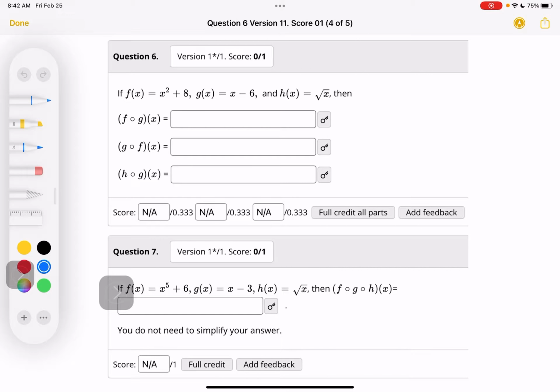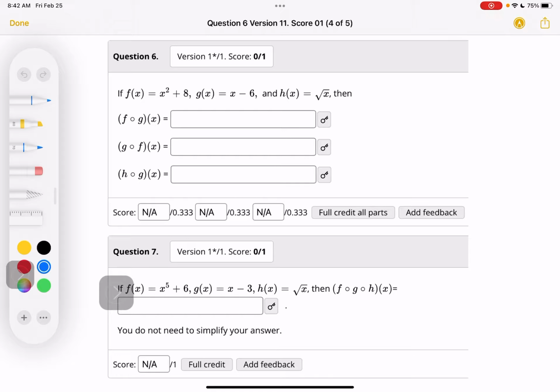Here's another problem from 1.4. This is number 6, so I'm going to do number 7. And again, we're using composite functions, and I'm really hoping that this gets across the point of what a composite function is. It's a function within another function. Think of things composite, something made up of other things.